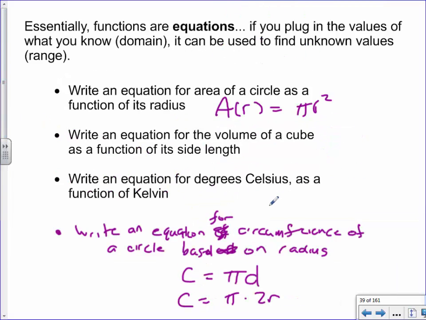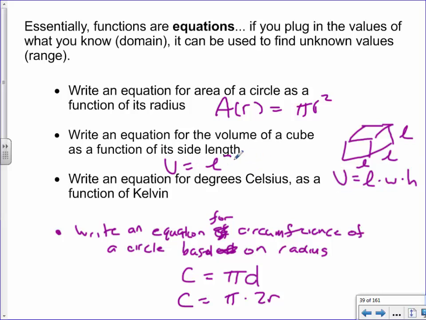Let's just try the other ones I skipped here. Write an equation for volume of a cube as a function of its side length. So, do you guys know the formula for like volume of a cube? That'll work. It's length times width times height. That's the formula for volume of a cube. Technically, if it's a cube, though, all the sides are the same as each other. So really, the length is the width is the height. So maybe a better formula is that the volume is equal to L cubed.